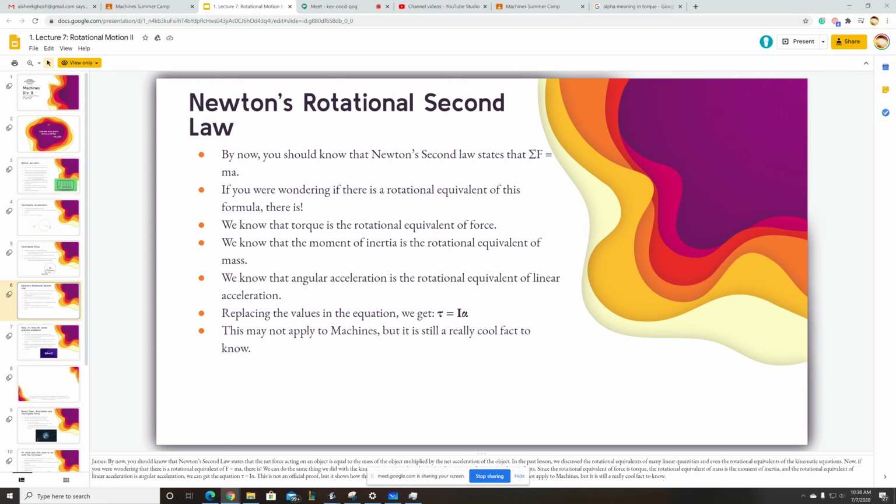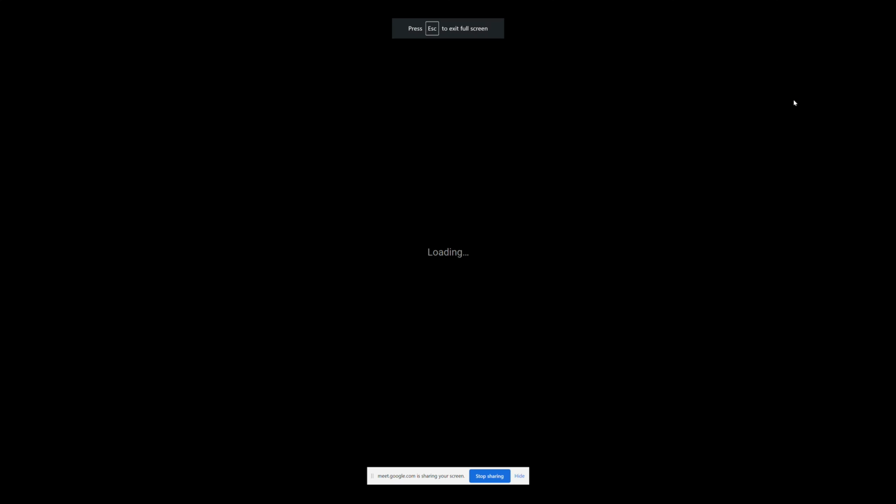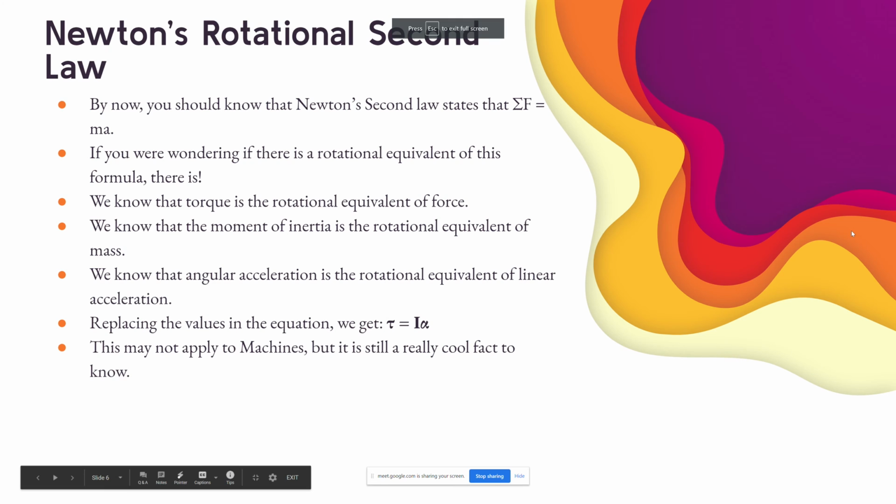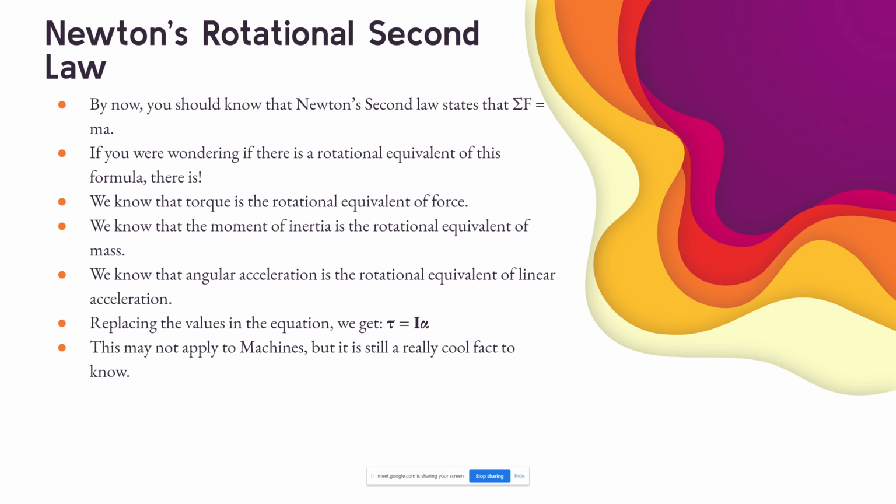Okay. Well, basically it means torque is equal to I times alpha, which just means moment of inertia times angular acceleration. There is a formula for moment of inertia, but are we gonna get into that? I don't think we should. I don't think I'm getting into that for this lesson. It doesn't really apply to machines, but it's a really cool fact.